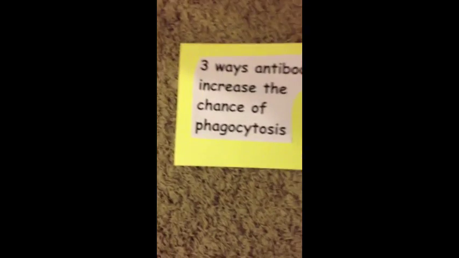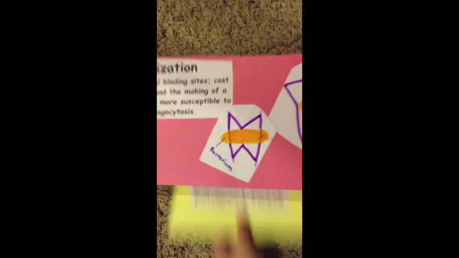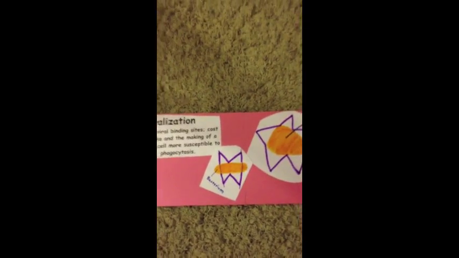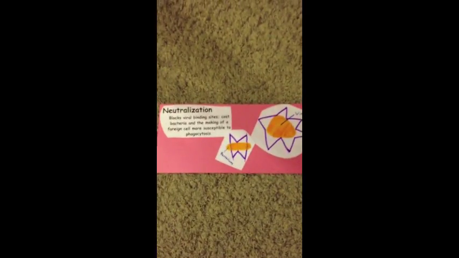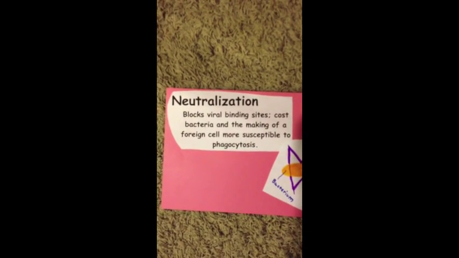An antibody is a protein that recognizes and binds to specific antigens that are shaped in a rod-like structure. Three ways that antibodies increase the chance of phagocytosis are neutralization, where it blocks viral binding sites. This prevents bacteria and viruses from being able to bind to your cell membranes and get in.